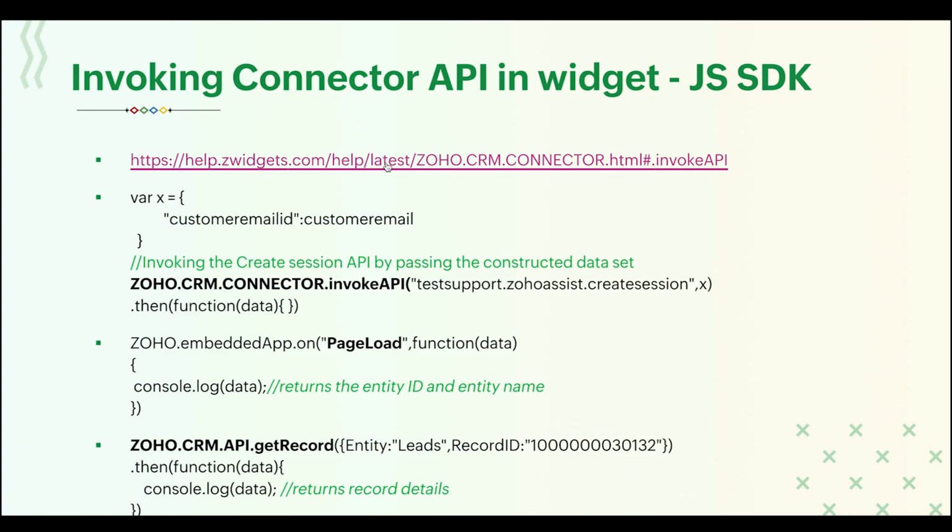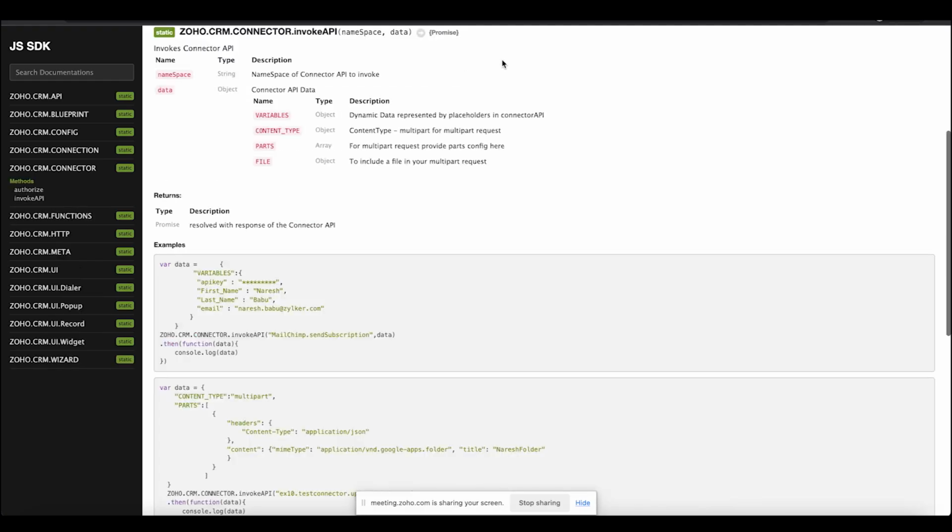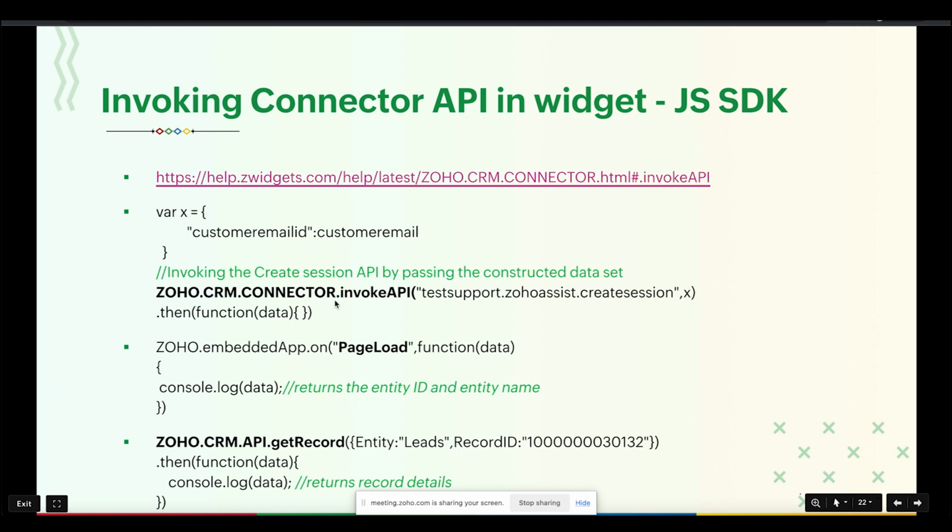Earlier we had mentioned that we have certain JS SDKs offered by Zoho CRM that help our JavaScript code to communicate with our extension application. This JS SDK, that is ZOHO.CRM.CONNECTOR.invoke API, will allow you to invoke your connector API through a widget itself. So the connector API that we created in order to create a session can be invoked from our widget using this particular JS SDK. That is the first thing that we have used in our code logic.